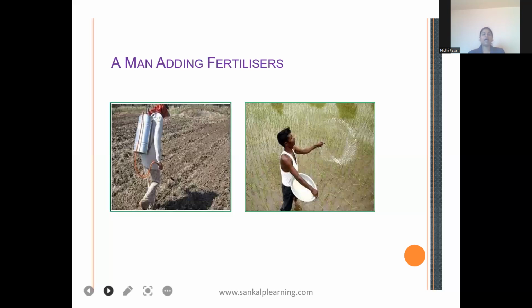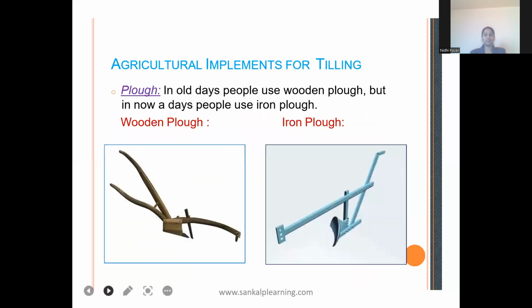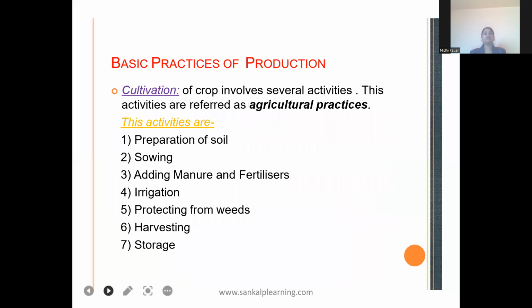Adding more fertilizer or more chemicals to the soil also leads to the death of the organisms present in the soil, like earthworms and other microorganisms. It also leads to soil pollution and water pollution. So the usage of fertilizers should be minimized, and the usage of organic matter or manure should be increased. So this is the third practice, that is adding manure and fertilizer.